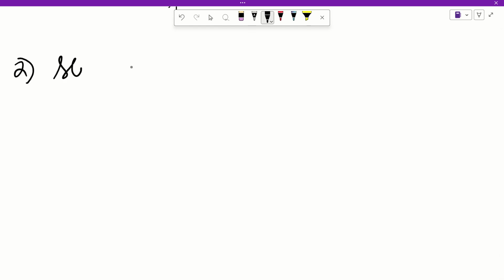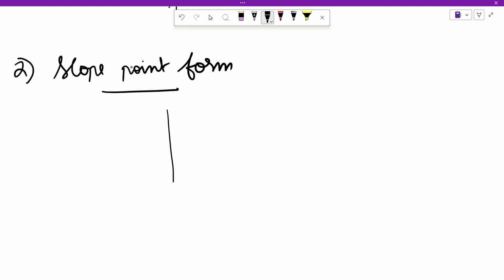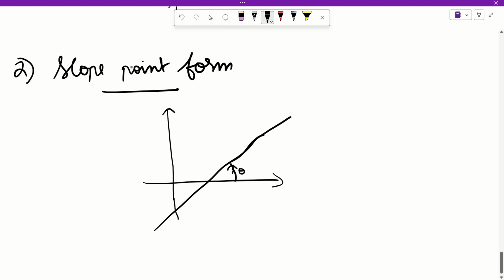Second one, slope point form. For slope point form, okay, that is, we have a line which is like this. Okay, in the line it's making an angle theta which has a slope m, and in the line there is one point, that's what is meant by slope point form. That is one point which is (x1, y1).